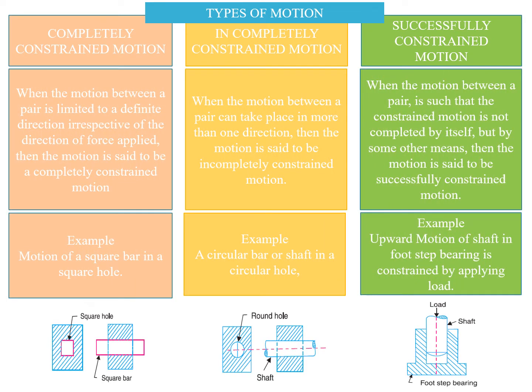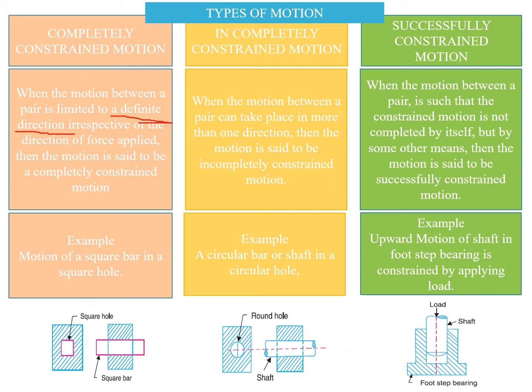First one, when the motion between the pair is limited to a definite direction, irrespective of the direction of force. A good example is the motion of a square bar in a square hole. This is considered to be a square plate, and this has a square hole. Inside this square hole, a square bar is going to slide, so that the motion is arrested in only one direction. Such a thing is an example of completely constrained motion.